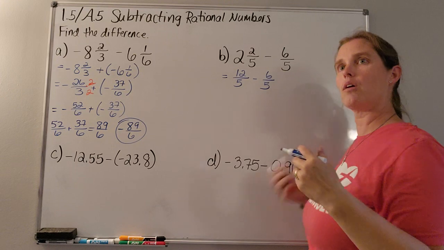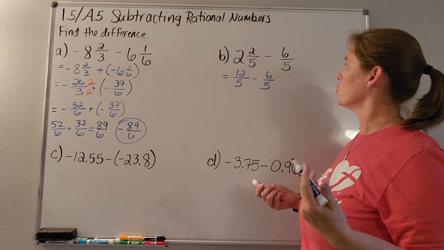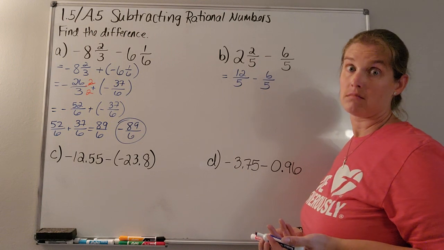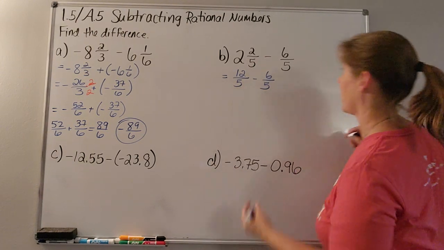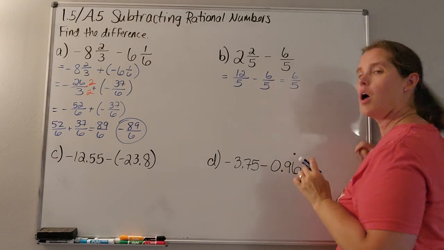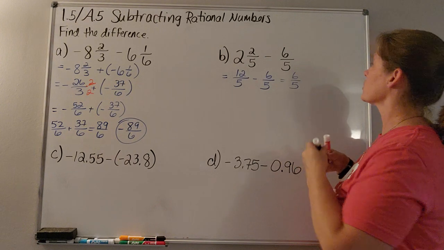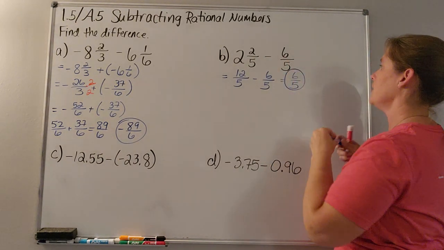Now are you looking at that going, I have a common denominator and I can just do 12 minus 6? You can. It's fine. You're saying, I know how to do that. And it's 6 over 5 and it's going to stay positive. But the question is, do you know why? So we know the answer is going to be 6 over 5 and that's fine.